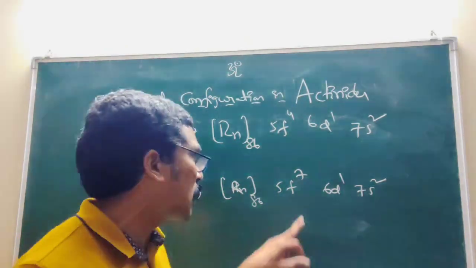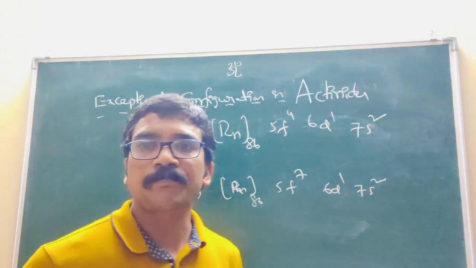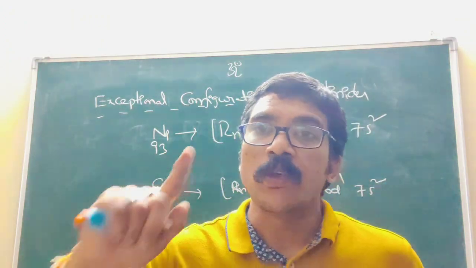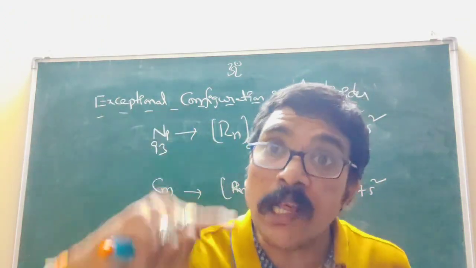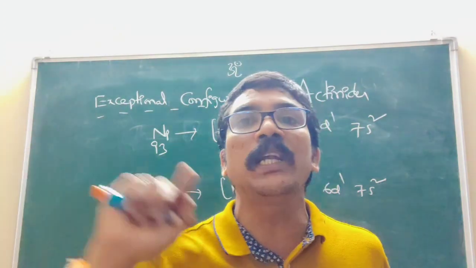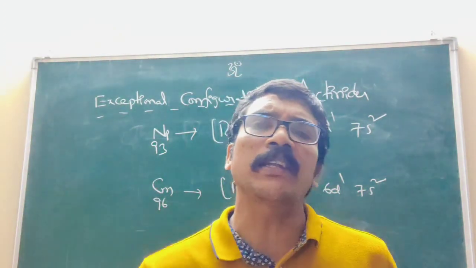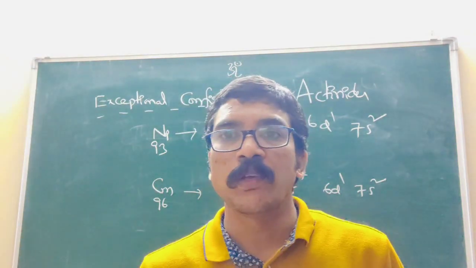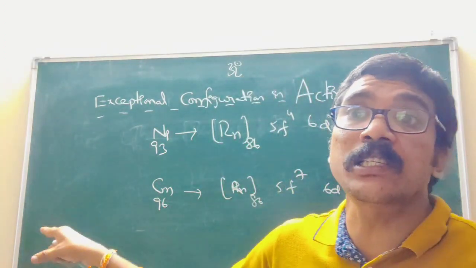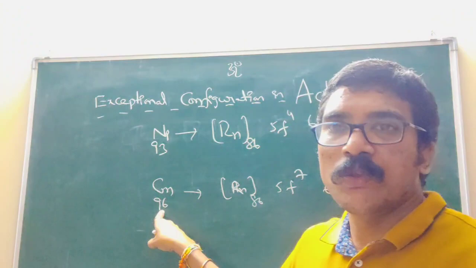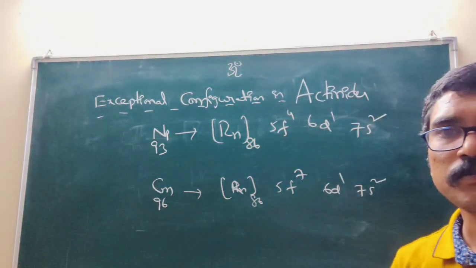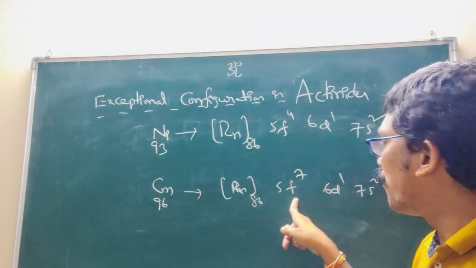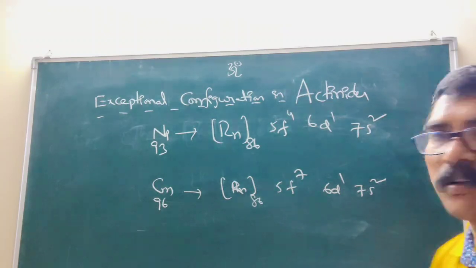There is no 6d electron. But after europium, the next element also has 4f7. Europium is 4f7, 6s2. Gadolinium also 4f7, 6s2, but one 5d electron is there. Same situation in actinides also. Americium 5f7, 6d0, 7s2. Later the next element, atomic number 96, that is curium. 96, radon 86, 5f7, 6d1.